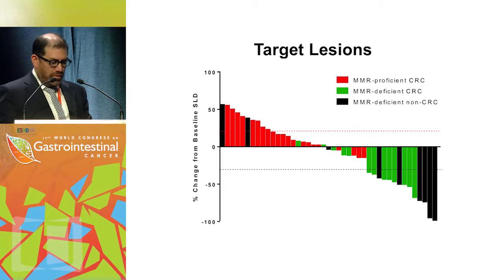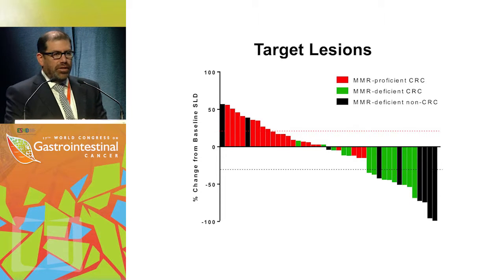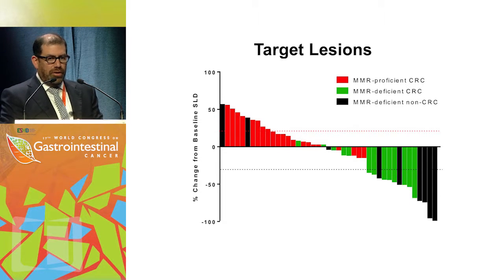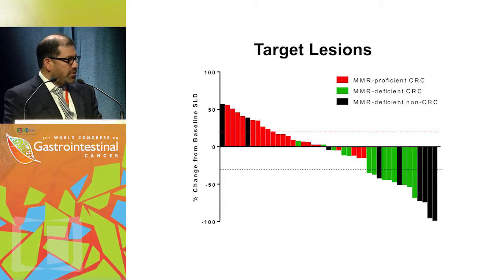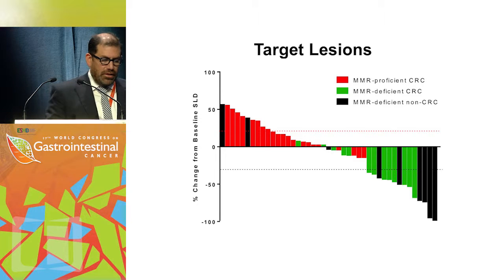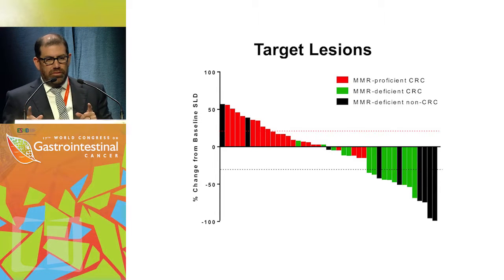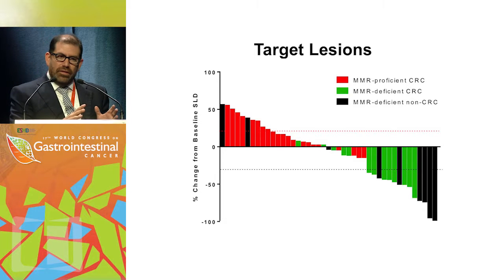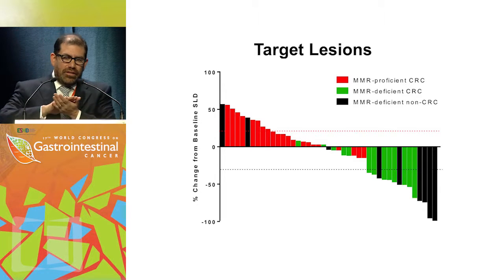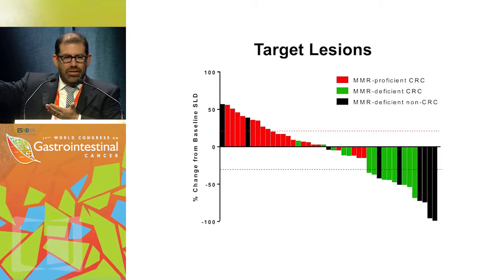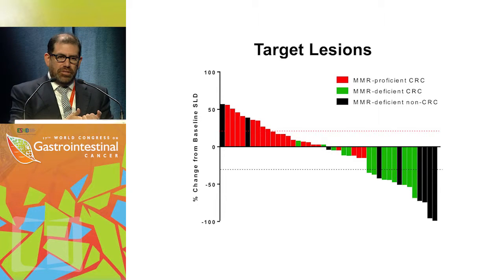In terms of the waterfall plot for responses, on the right in green and black are the responses in patients who have mismatch repair deficiency. In the red are the patients who have mismatch repair proficient tumors. One thing I think that's interesting is that we have a number of patients with mismatch repair deficiency, a handful that didn't respond. And it's not like they had stable disease and then progressed. They acted just like the mismatch repair proficient tumors.